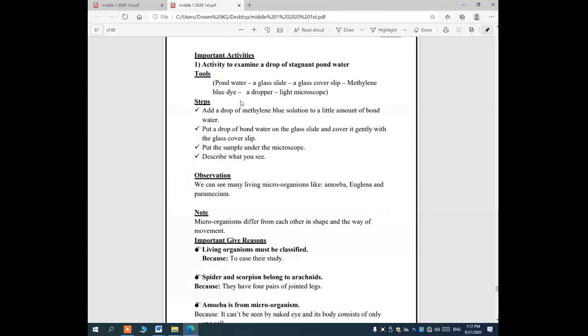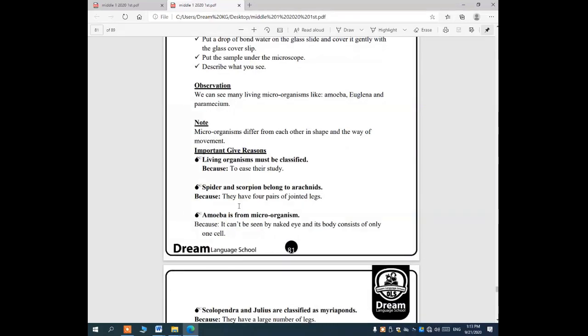Here we have an experiment that proves that if we take a drop of pond water and put it under the microscope, we will find many microorganisms like amoeba, Euglena, and Paramecium. So the microorganisms can't be seen without the microscope.